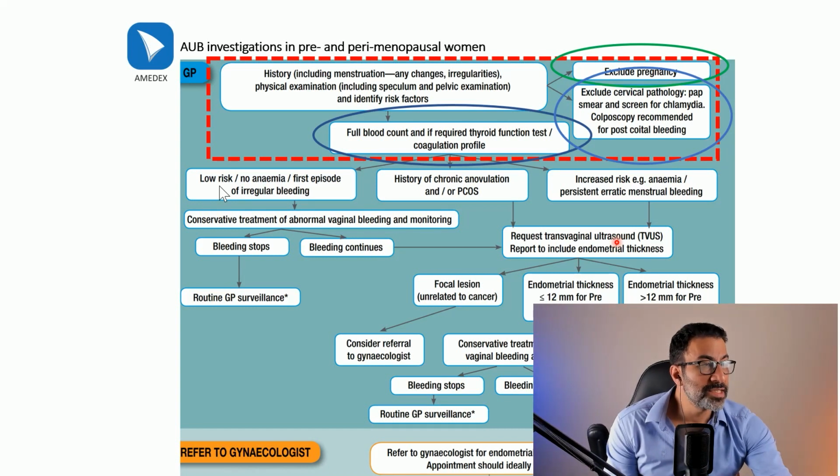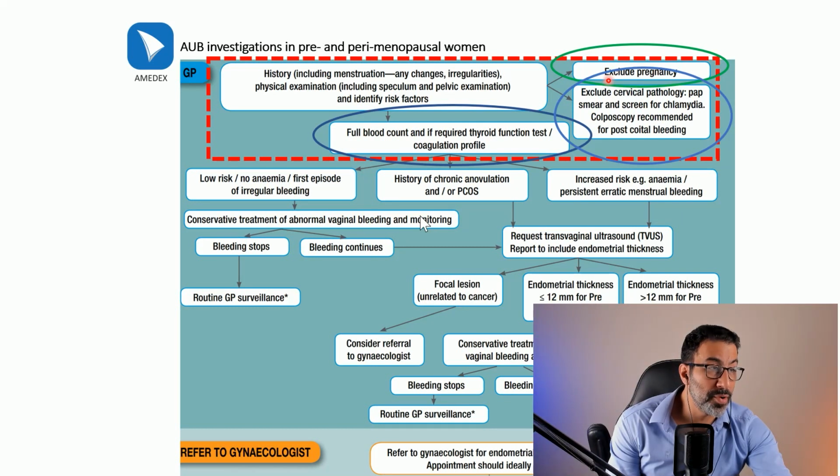If the patient is low risk, there is no anemia. Low risk means the risk of cancer, more like endometrial cancer. There is no risk factor in the history. The patient is low risk, there is no anemia from the full blood examination, and this is the first episode of irregular bleeding. We just consider conservative treatment of abnormal vaginal bleeding and monitoring. But if bleeding continues, we request transvaginal ultrasound or TVUS, and we ask the radiologist to report to have endometrial thickness included as well. It's very important.